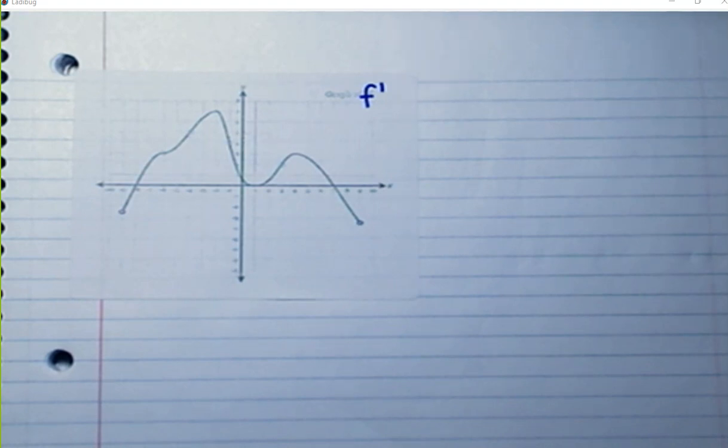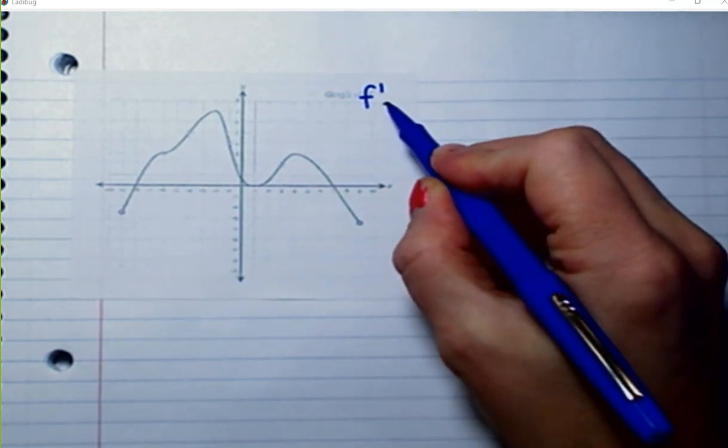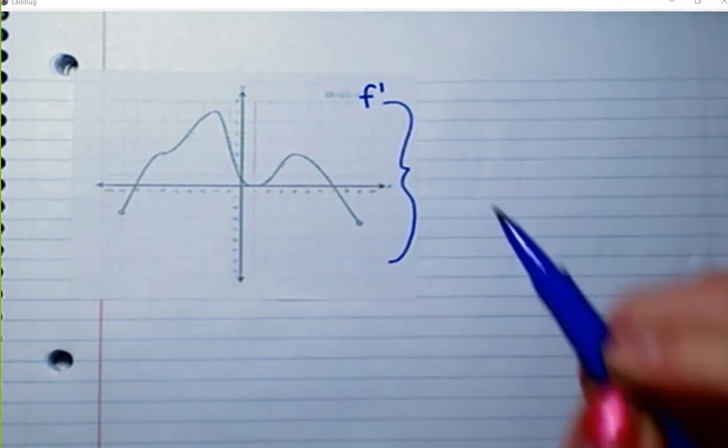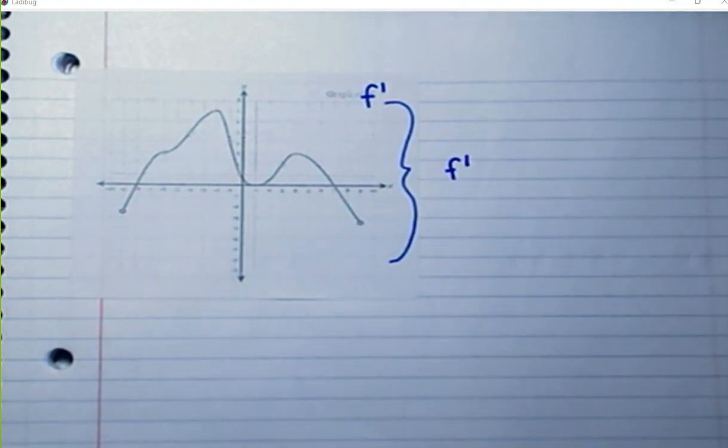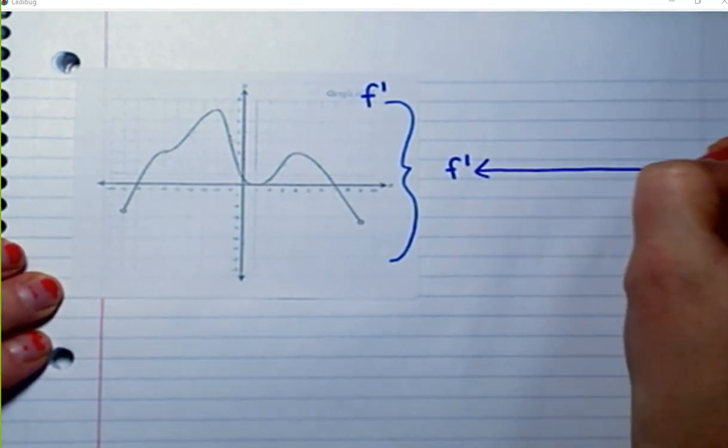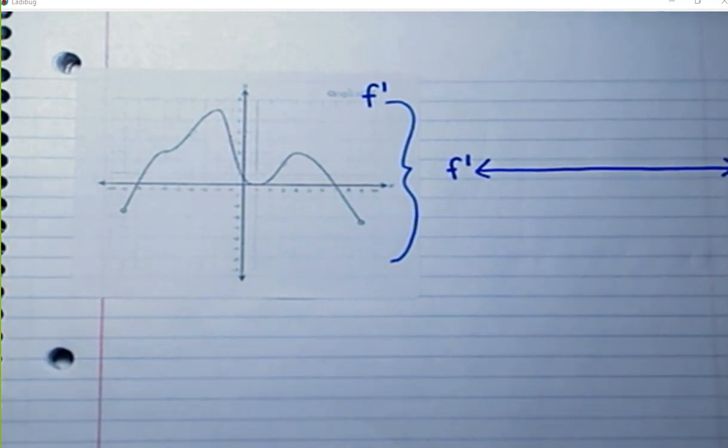It is a lot of thinking. All right? You can do it. The F prime graph is going to match the F prime number line, which means you're like plugging into the F prime graph.